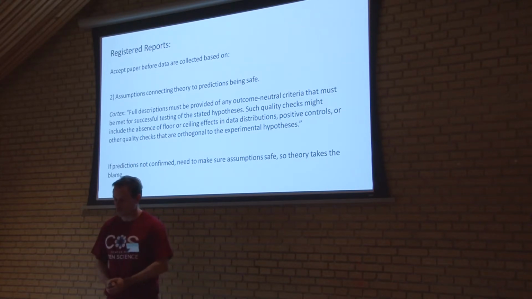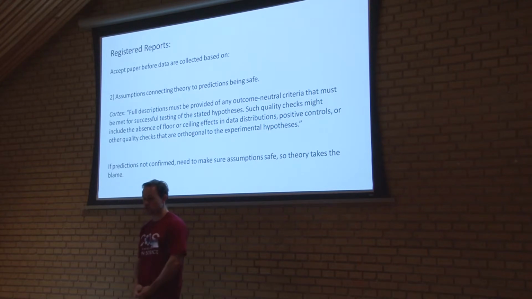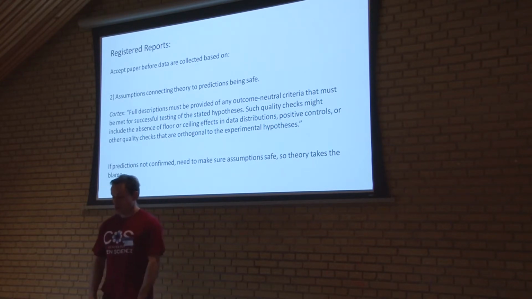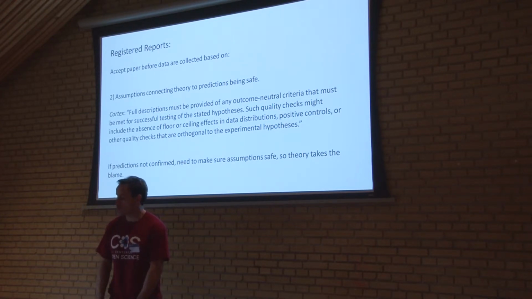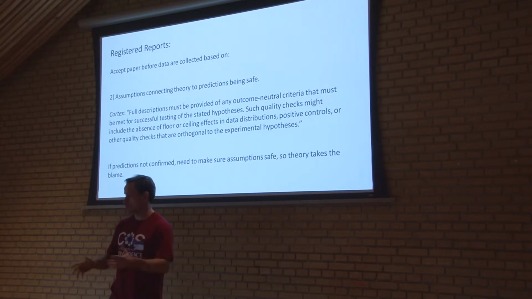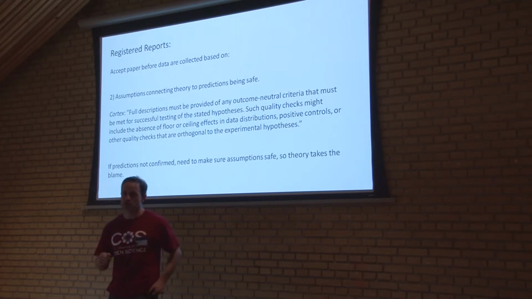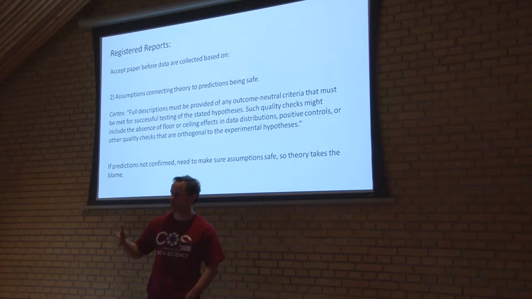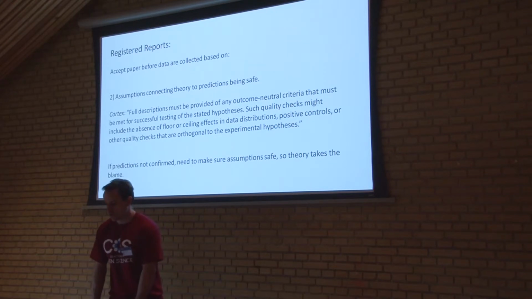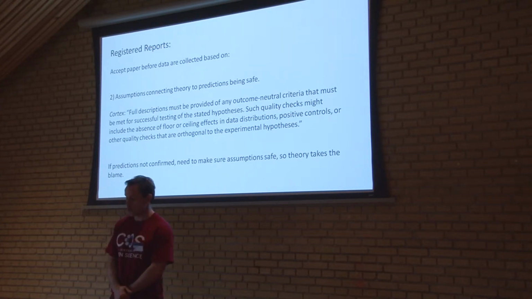Next one might sound sort of obvious, but it's surprising. In fact, most submissions probably don't tie this one down. The assumptions connecting the theory to the predictions should be safe. The terminology Cortex uses refers to outcome-neutral tests, which sort of means manipulation checks is probably a more usual term for that. It's outcome-neutral because these tests are neutral with respect to the main predictions being tested. So what Cortex says is full descriptions must be provided of any outcome-neutral criteria that must be met for successful testing of the stated hypotheses.